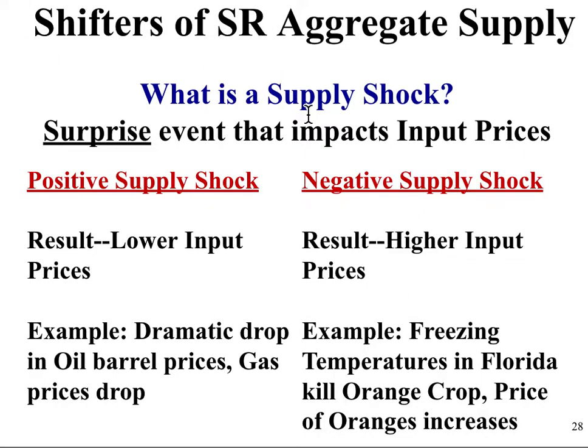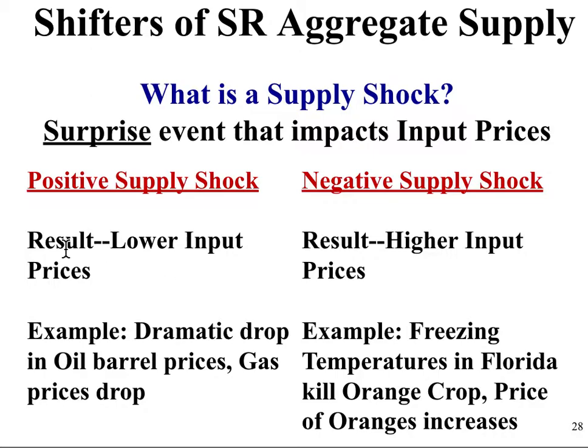So if there's a negative supply shock, an example is freezing temperatures in Florida. This is not something that people expect, that Florida got very cold, and so this specific item that some people might use as their input resource becomes much more scarce, and the price of the oranges increases. So if there's that higher input price, we would see a shift to the left of the aggregate supply short-run curve.